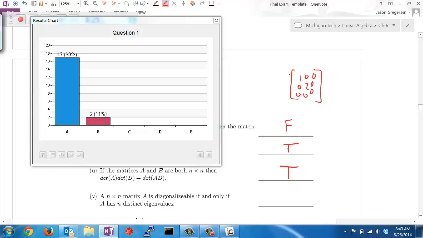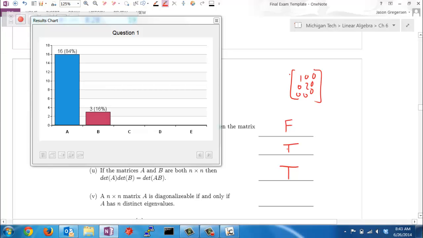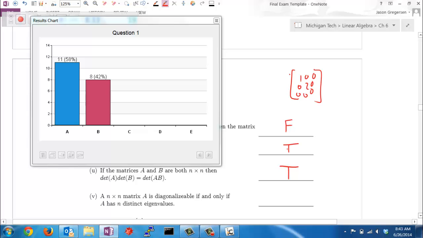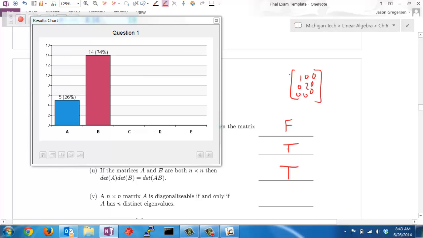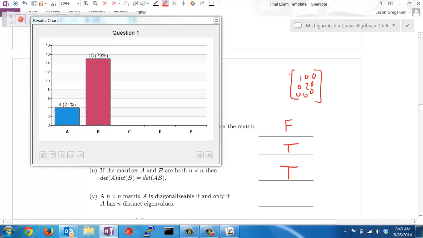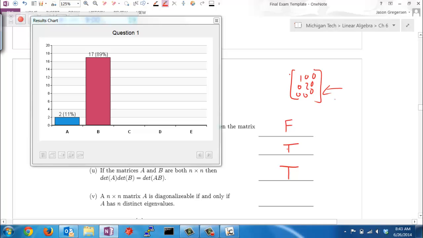An n by n matrix is diagonalizable if and only if it has n distinct eigenvalues. All right, looks like we're leaning towards false. This one is false. It's false because of the if and only if. I could rewrite this and say, if A has n distinct eigenvalues, then A is diagonalizable. That would be true. If I have a matrix with eigenvalues 1, 2, and 0, I for sure will be able to diagonalize it.